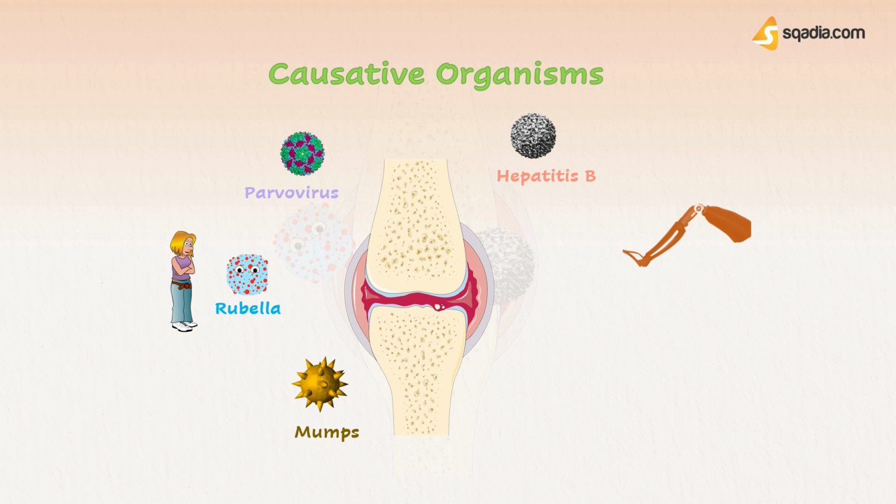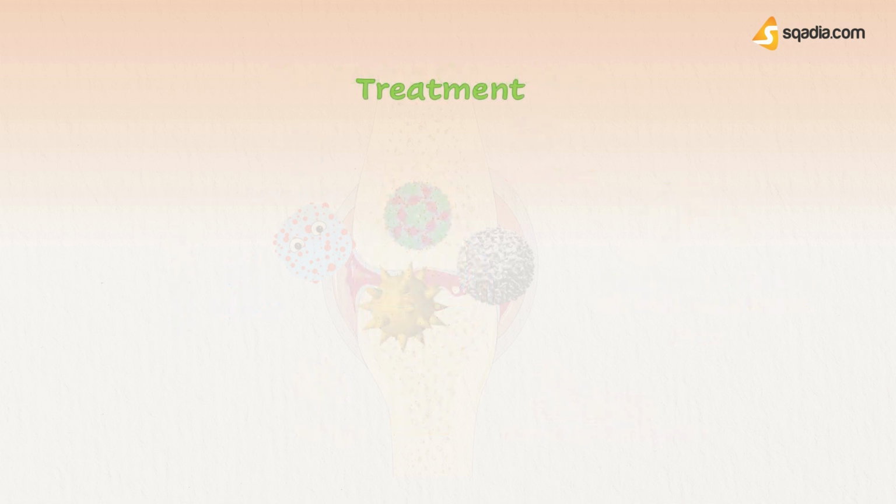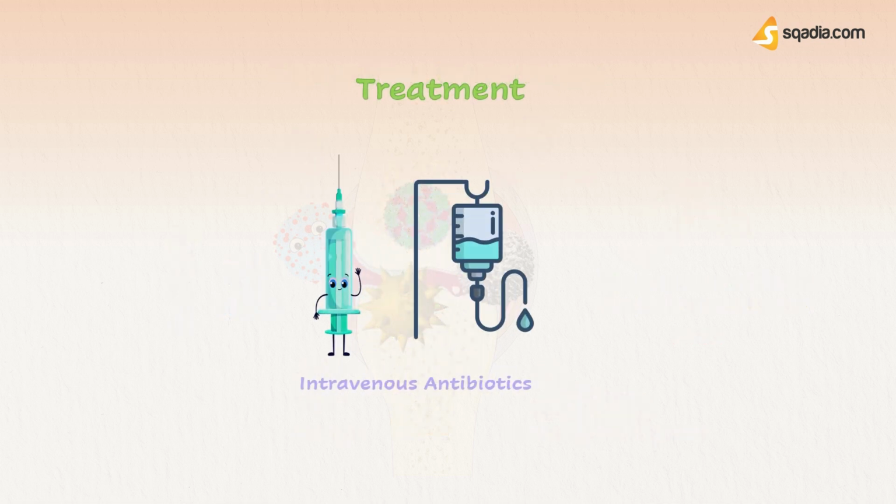Now, these are usually infected by Staphylococcus epidermidis and Staphylococcus aureus, including the notorious MRSA. Now, a prosthetic joint can be infected at the time of surgery or as a result of hematogenous spread later on. Treatment is through intravenous antibiotics specific to the infecting organism, which we can achieve by taking a sample for culture.